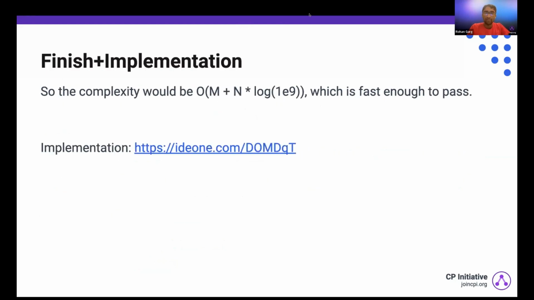Oh yeah, and the time complexity for the solution is O of m plus n times log 1e9. But the log 1e9 is a constant, so it doesn't really matter. So we can kind of call it O of m plus n, but if you're trying to understand the solution, it might help to put the log 1e9 there.